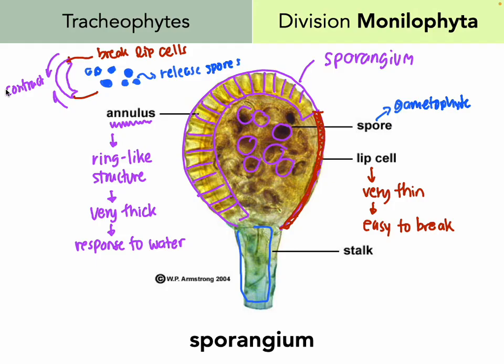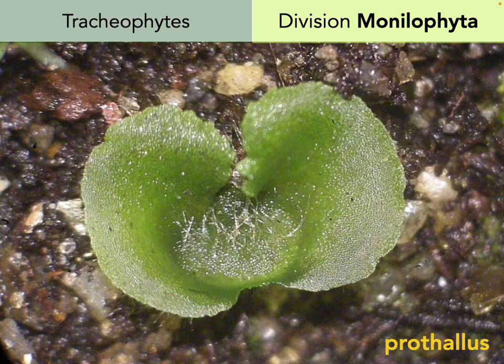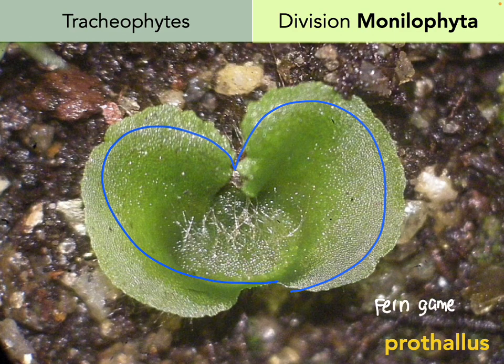And the fern gametophyte is very characteristic. It looks like a heart shape. It's called a prothallus. So the prothallus is the fern gametophyte. It usually looks like this, very flat. And this one is haploid, so it's only one set of chromosomes.